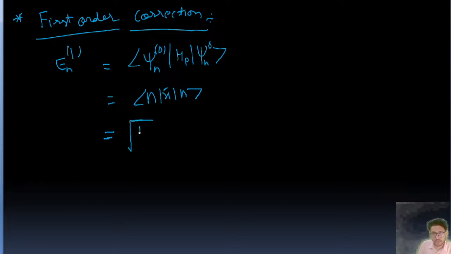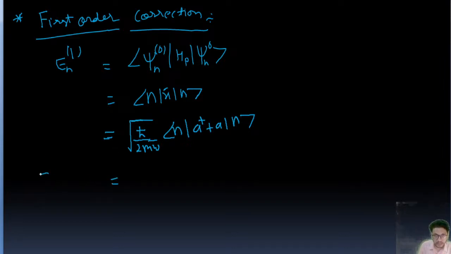So this is root of h cut upon 2m omega, n into a dagger plus a, n, right? This is the one. So this is going to be the first order correction in the energy, that is going to be root of h cut upon 2m omega. We will simplify it, right? So this is going to be, if this is going to operate with this and this, right?